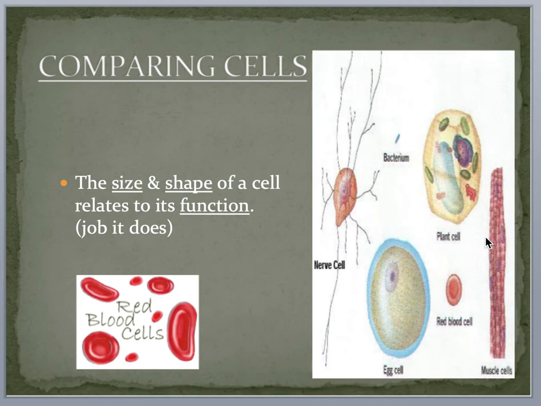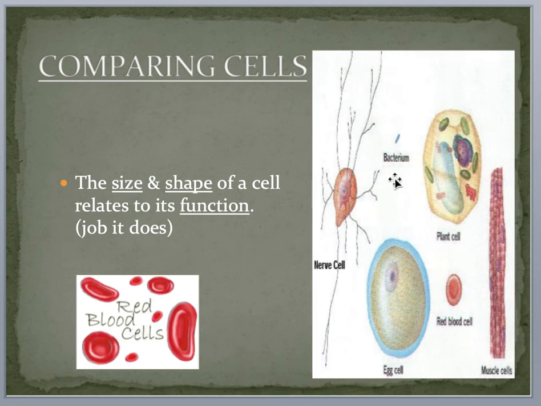When we compare cells, the size and shape of a cell relates to its function, the job it does. For instance, RBCs have a specialized shape, which has two caves in them. There's one cave on one side, and if you look at the other side, it will have a similar cave. This shape is there so that the RBC can perform its particular function.